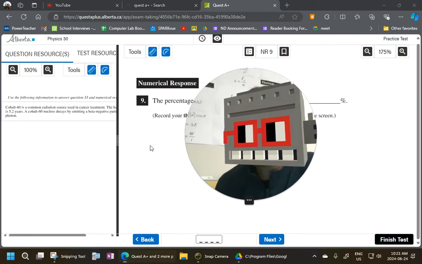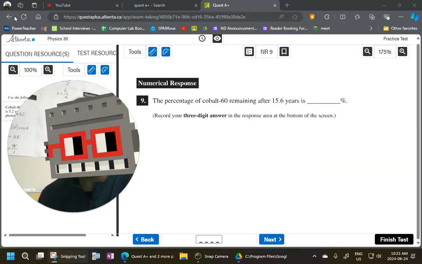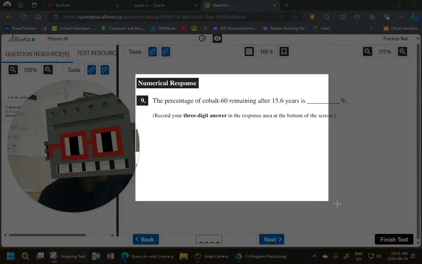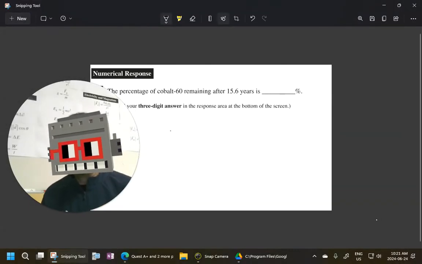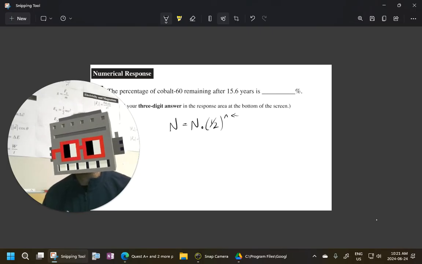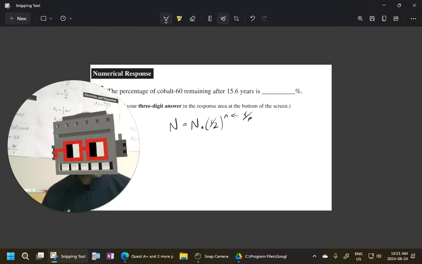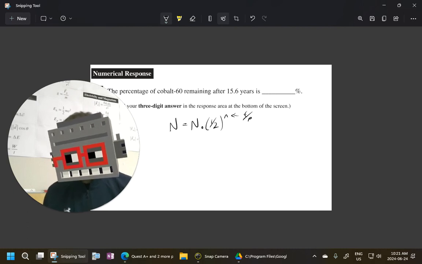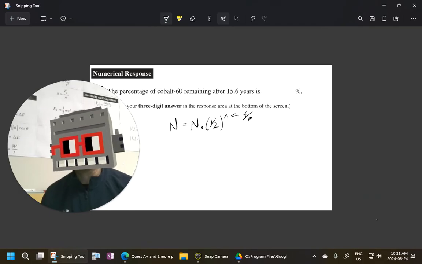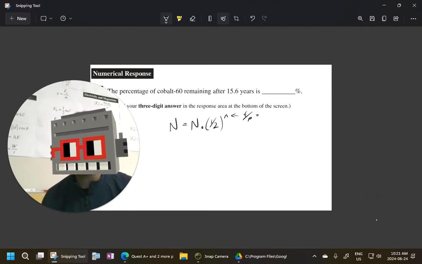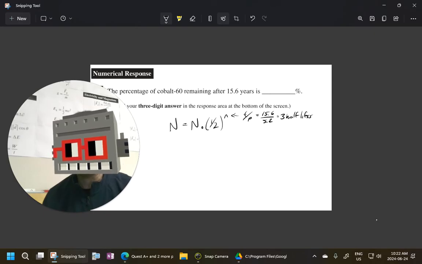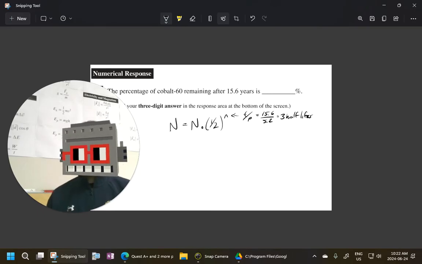5.2 years, okay. So the formula that we have has a lot of N's in it, it's for half-life. The formula says N is equal to N naught times 1/2 to the power of n. Remember, n is just the number of half-lives, and to calculate that n, that's going to be T over P, all right? Time, 15.6 divided by the 5.2, that's going to be 3 half-lives. So this is the 15.6 divided by the 5.2, and you get 3 half-lives. Okay, so now we have 3.